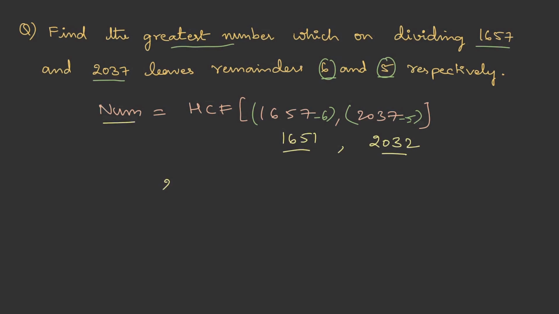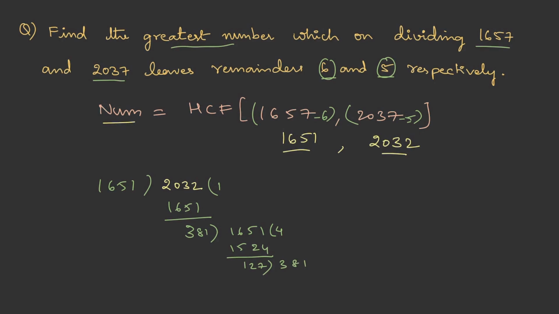In this, the highest number is 2032. Let me divide this with 1651. Take the 1651 over here, and then 1 times gives 381 left, and 4 times 381 is 1524. This gives the remainder 127. Now divide 381 with 127. That is 3 times, and the remainder is 0. Therefore, this 127 is the HCF for these two numbers. That itself is the answer.